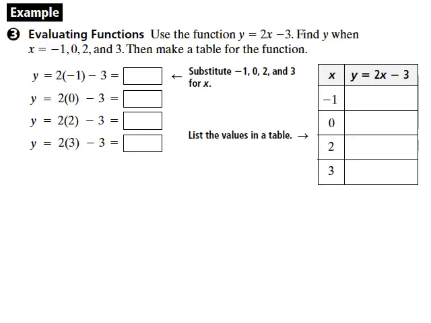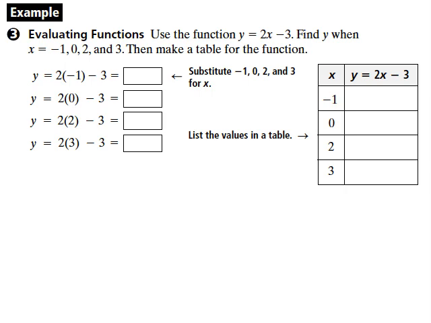Pause the video if you need more time to copy down this example. Example number 3. Evaluating functions. Use the function y equals 2x minus 3. Find y when x is -1, 0, 2, and 3. Then make a table for the function.